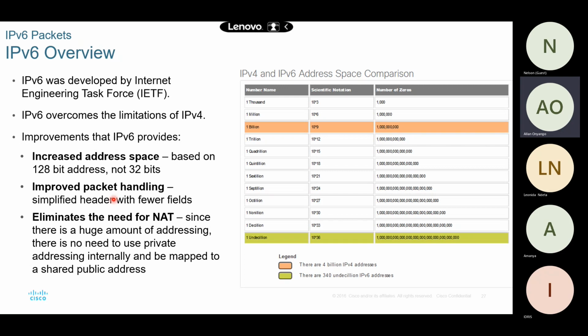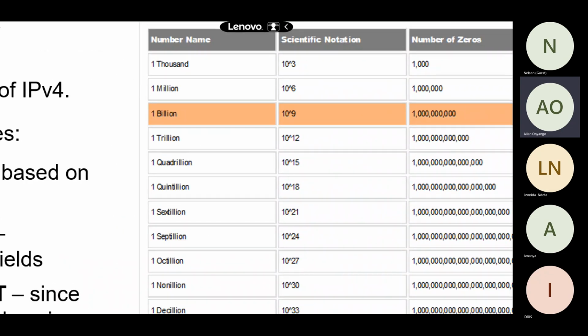Now, IPv6 has eliminated the need for NAT. The need of sharing one public IP for 1,000 or for 500 people is no longer there, because for IPv6 we have a huge number of addresses, so that there's no need for mapping one private to public, and so on and so forth. Let me show you what undecillion is.